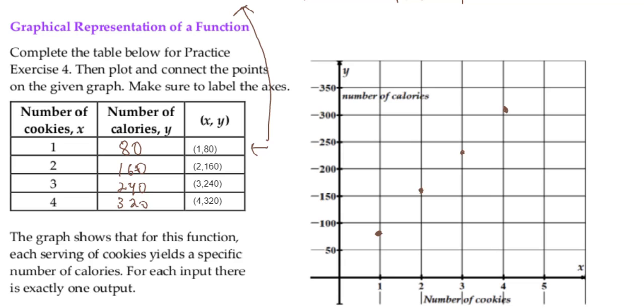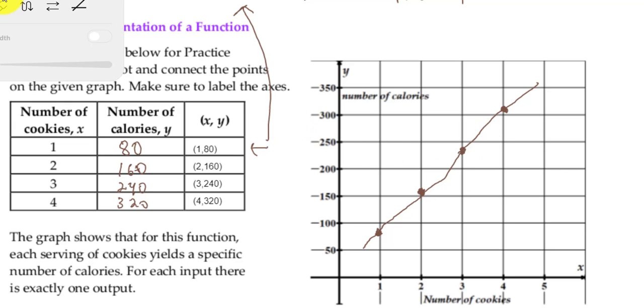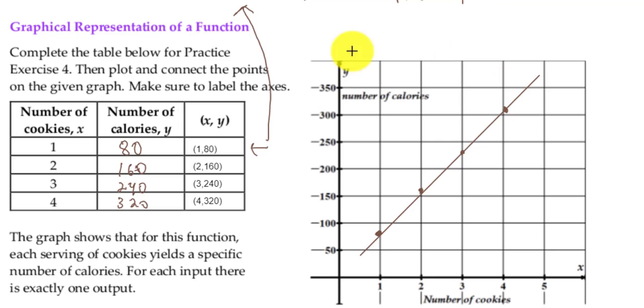I don't have a ruler, so I'm going to try to freehand. This is not good. Just pretend that's a straight line going through all the points. If we had a ruler, this would be a little straighter. You know what? I realize I have a line tool here. Let me see if I can erase this and actually put in a straight line. Yeah, I think this is a little bit better.